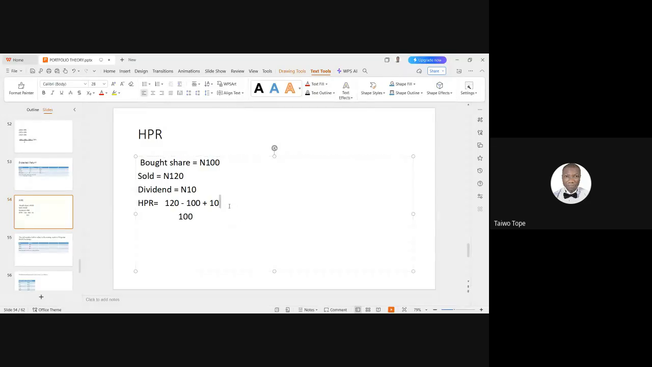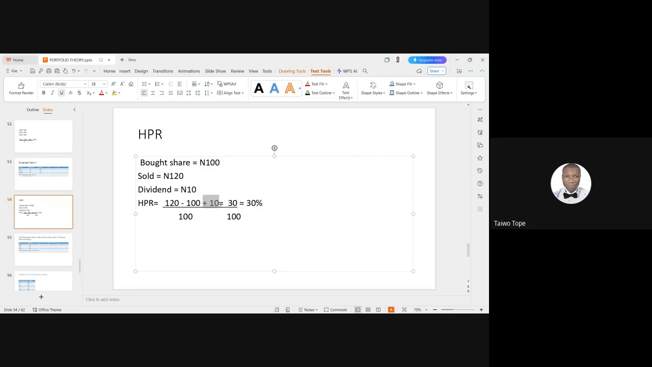So for holding period, you apply this concept. And when you do this, what will be your return? This should be 30 divided by 100, which is 0.3. This will be equal to 30%. Take note, where dividend is not given, you just solve, ignoring these aspects.